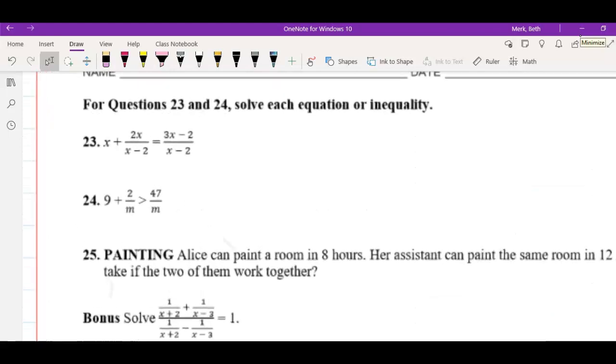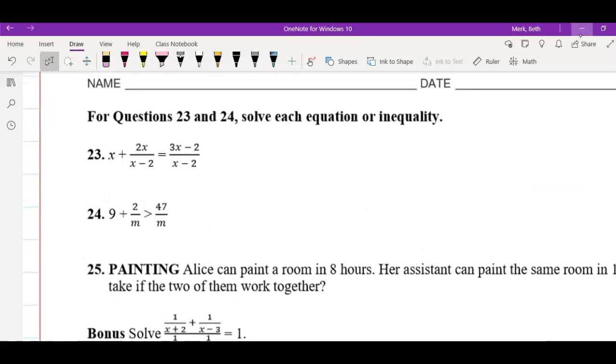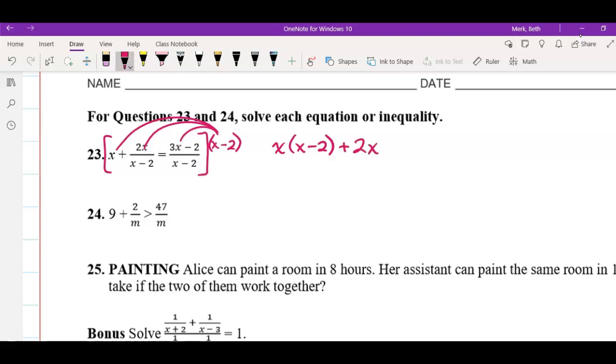Solve each equation or inequality. To solve this equation, I'm going to multiply by the denominator that's causing fractions. And I multiply each fraction. So I end up with x times x minus 2. In the second fraction, the x minus 2 cancels from top to bottom, and I'm left with just 2x. And in the third fraction, same thing. They cancel, and I'm left with 3x minus 2.